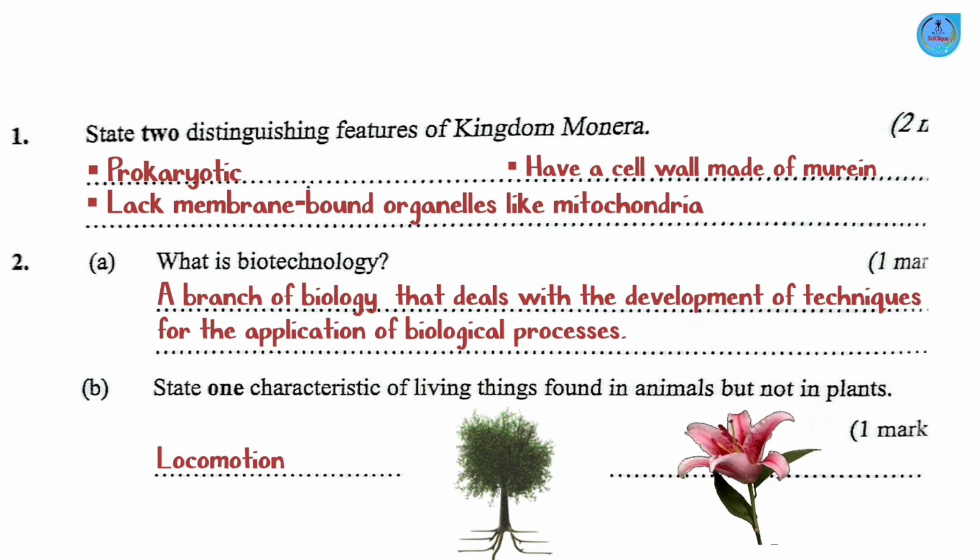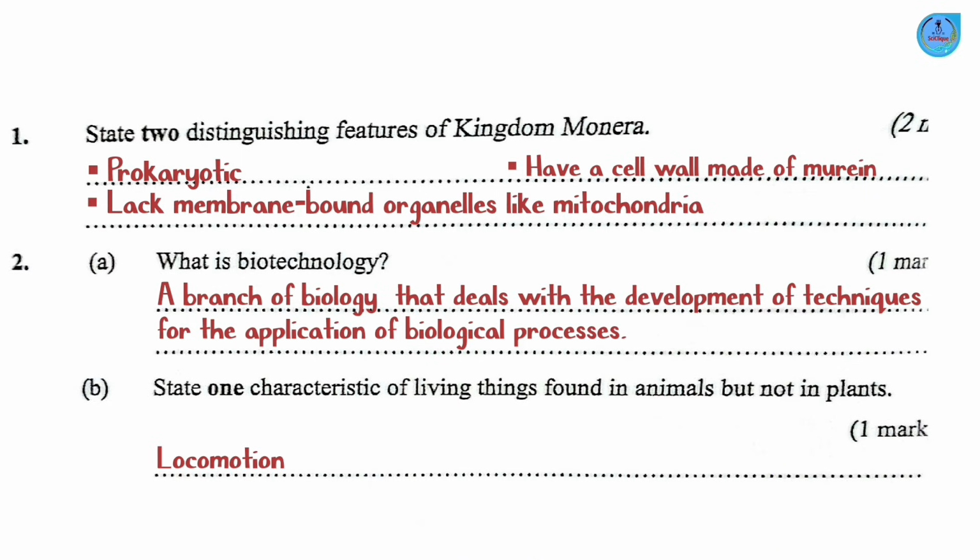What plants lack, however, is locomotion. Locomotion is a type of movement whereby we are talking about moving the whole body from one part to another. This, of course, is absent in plants.